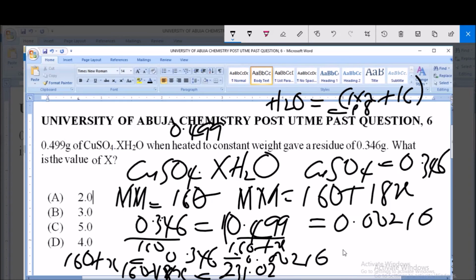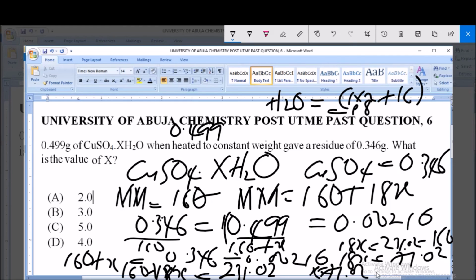Now your 18x becomes 231.02 minus 160. So 18x becomes 71.02. Now your x becomes 71.02 divided by 18, and that will give you 3.94. Now 3.94, when you approximate, you get 4.0. So the value of x is 4.0.